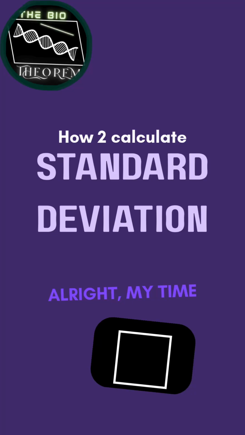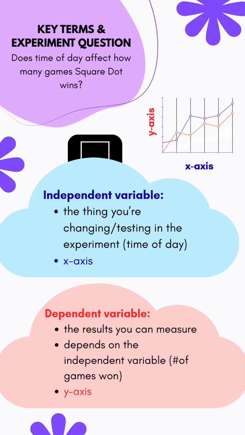Today, we're going over standard deviation, specifically how to calculate it. So, in an experiment, we know you had to answer the question, in this case, if the time of day affects Square Dot's performance. You have variables/factors in your experiment.